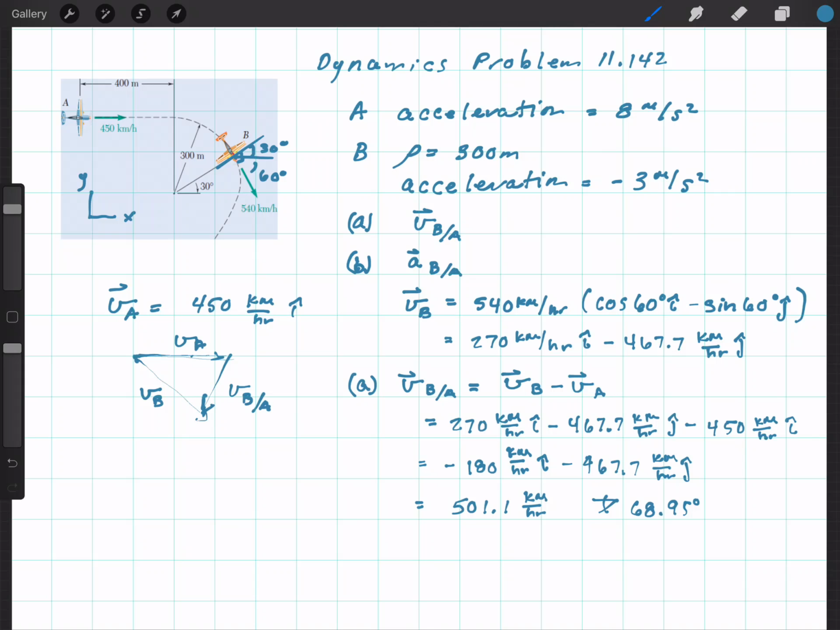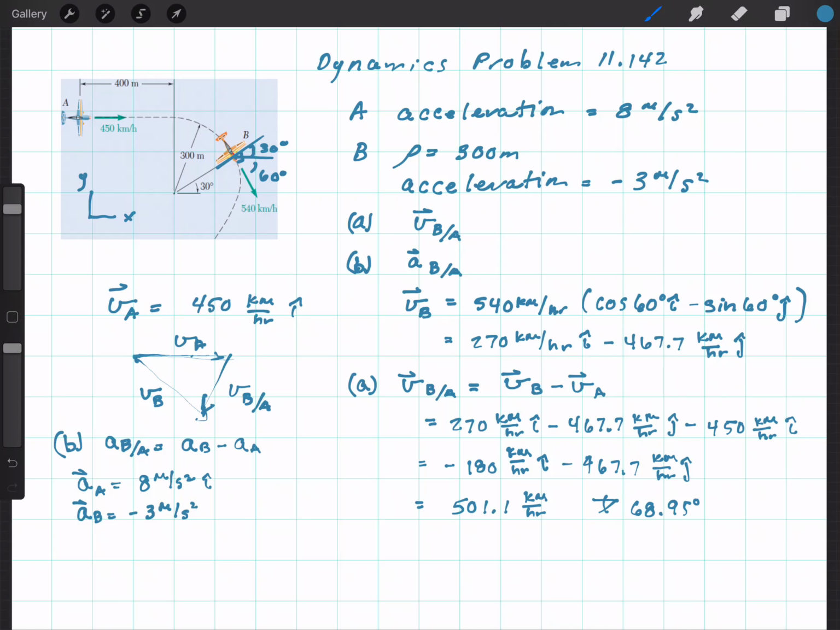Part B, similarly, we look at our accelerations. We're looking for the acceleration of B with respect to A, and that's going to be the acceleration of B minus the acceleration of A. So first we have to find our vectors. The acceleration of A is going to equal 8 meters per second squared in a positive i direction. It's increasing, so it would go in the same direction as the plane. And the acceleration of B is negative 3 meters per second squared multiplied by the angle of acceleration.